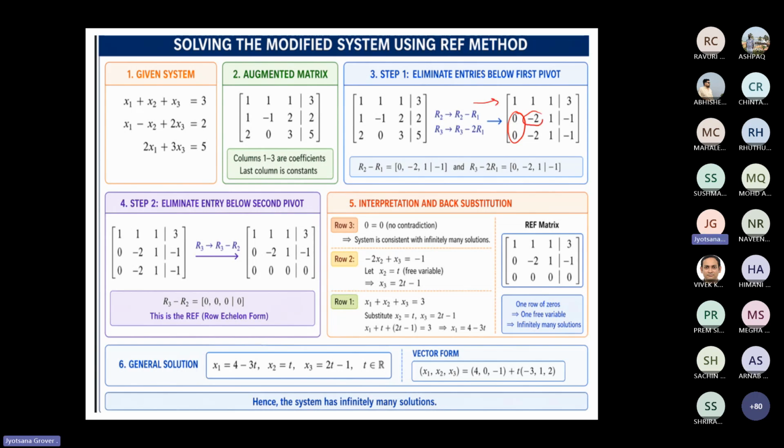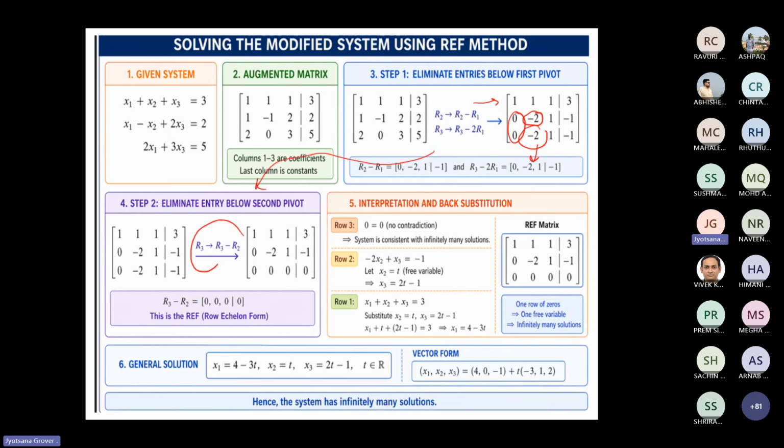Second row, this is the pivot element because this is the first leading element of row 2. Now your task is to convert the entry below this leading element to 0. This entry, how will you convert? So you say R3 is R3 minus R2. So you have done. Now you go to this step.